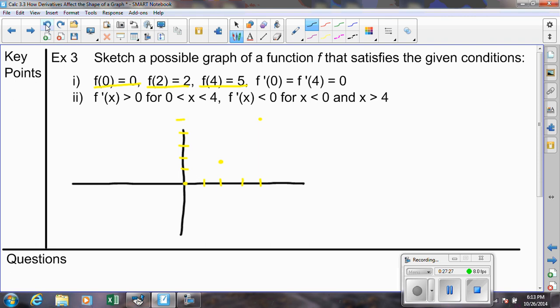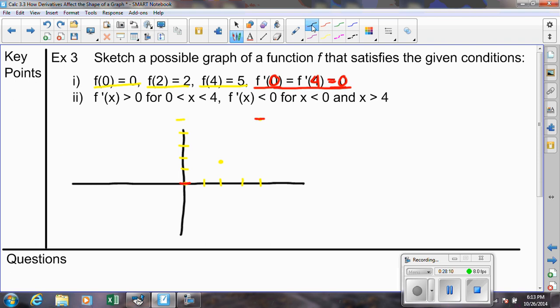Our next part is to say the derivative of the function is 0 at x equals 0, and the derivative at 4 is also 0. So it tells us at 0 and at 4 we have horizontal tangent lines. Basically, we've got to fill it in and say horizontal tangent line. And when x is equal to 4, 1, 2, 3, 4, we have a horizontal tangent line. So we have to fill in this type of behavior where it flattens off.